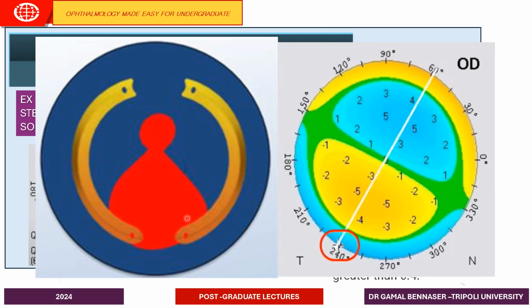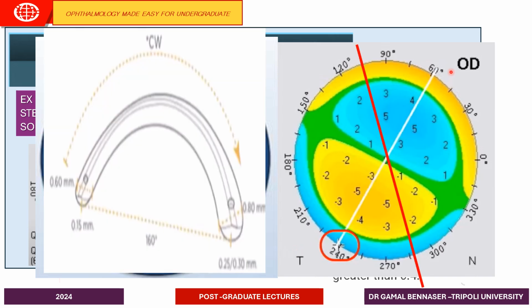So when you look at the coma axis for this patient, you can find that the coma axis is far away from the topographic axis. So to have a better visual quality for this patient, it is better to rely on this coma axis, not the topographic axis. This is the topographic axis. So we use the asymmetric intracorneal rings or the progressive intracorneal rings.